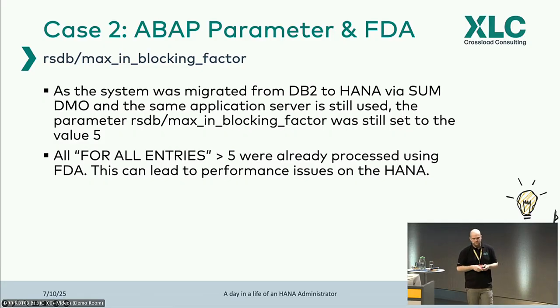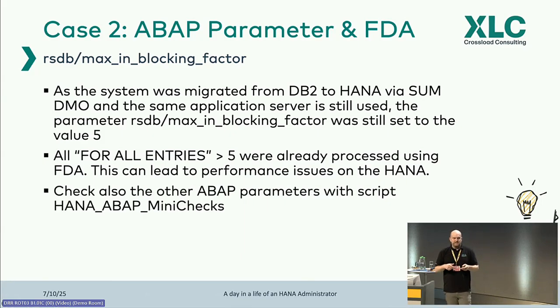Yeah, as I said before, for all entries, 5. So it led to a big performance problem, and that's why you should also check the ABAP parameters. Thinking about the SAP Note 1969700, Martin changed the zip files, the attachments on the note.